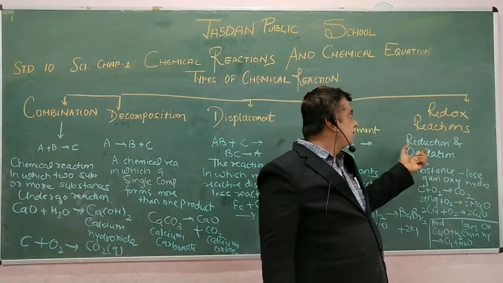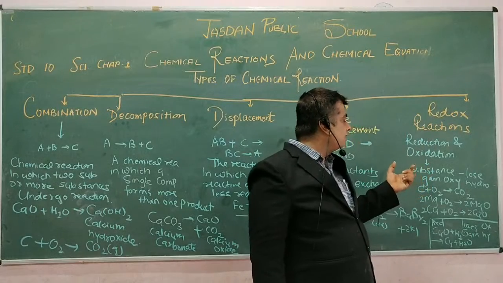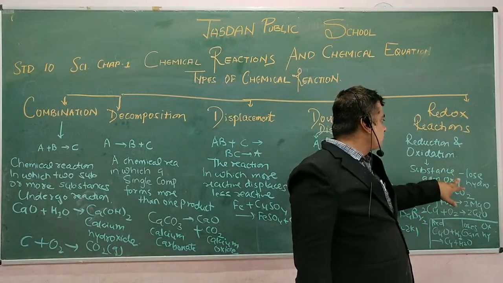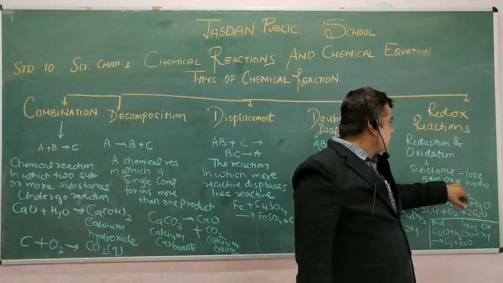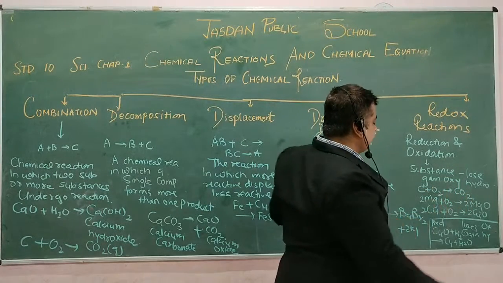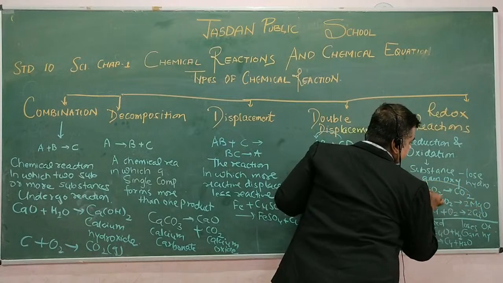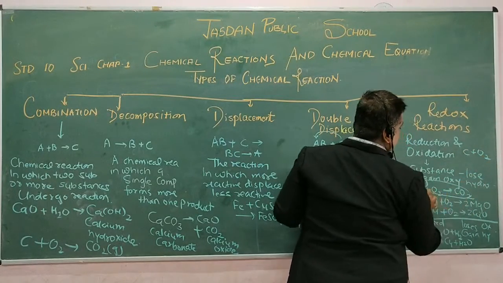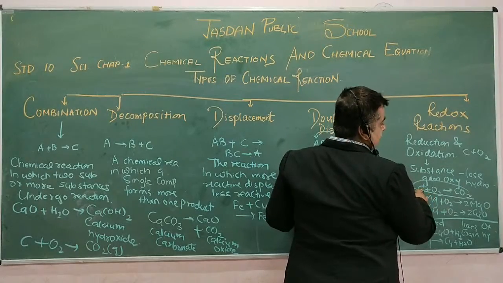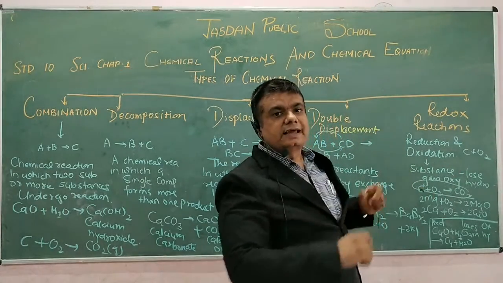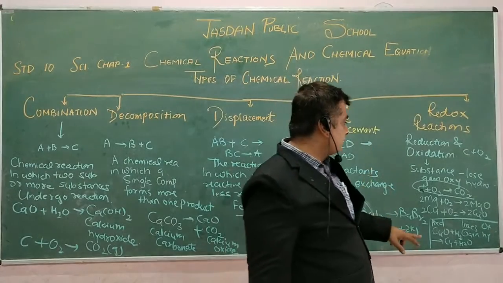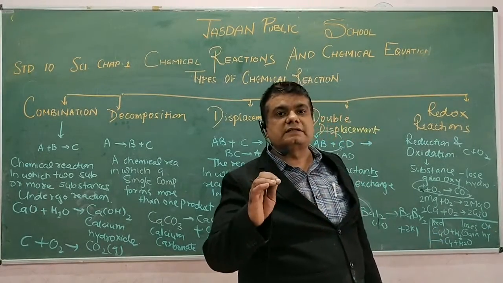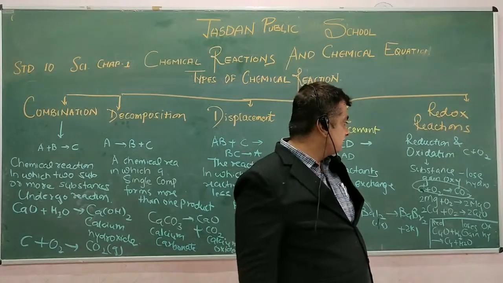And last but not least, the redox reaction. What is reduction? A substance loses hydrogen and gains oxygen. If it is gaining oxygen, as in C plus O2, this is known as oxidation: gaining of oxygen is known as oxidation. And reduction means losing of oxygen. If it is losing oxygen, it is known as a reduction reaction.